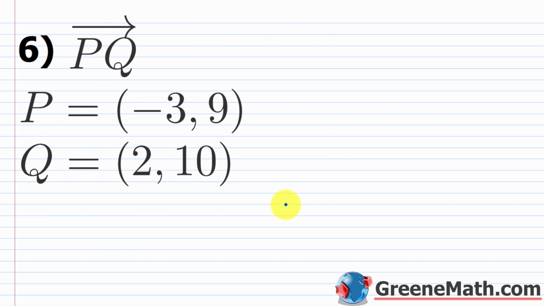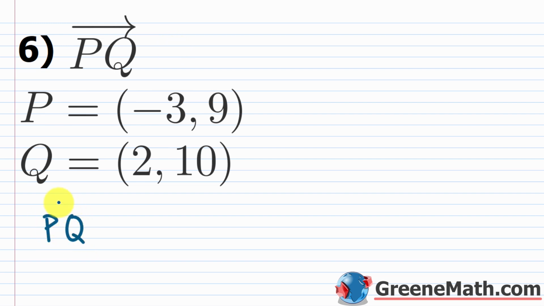All right, let's take a look at problem number 6. So here we have our vector PQ, and again, this is not given to us in component form. For P, which is the initial point, we have negative 3, 9. And for Q, which is the terminal point, we have 2, 10. So let's put this in component form. Maybe I'll just do this down here so I don't have to rewrite it.